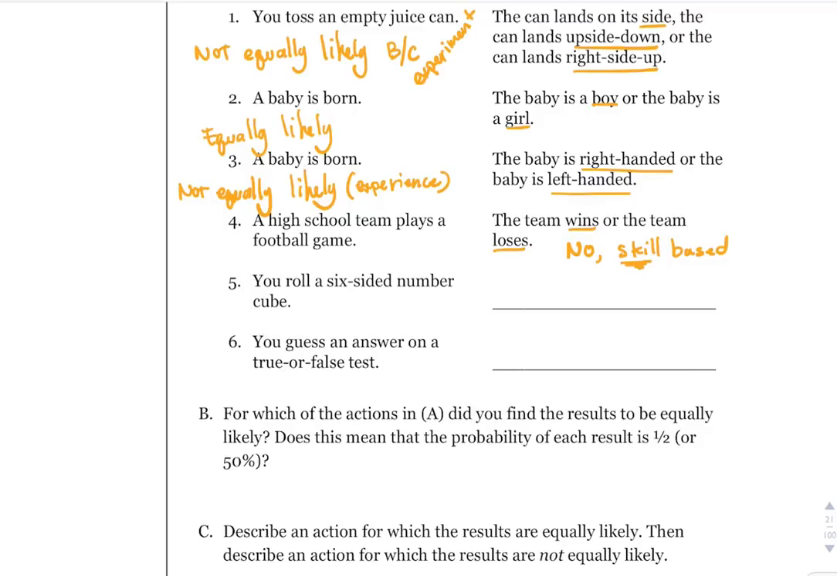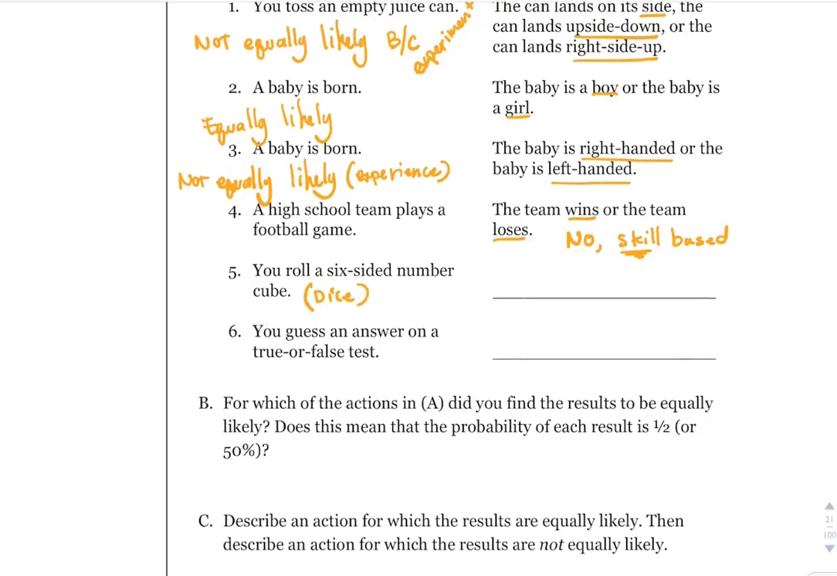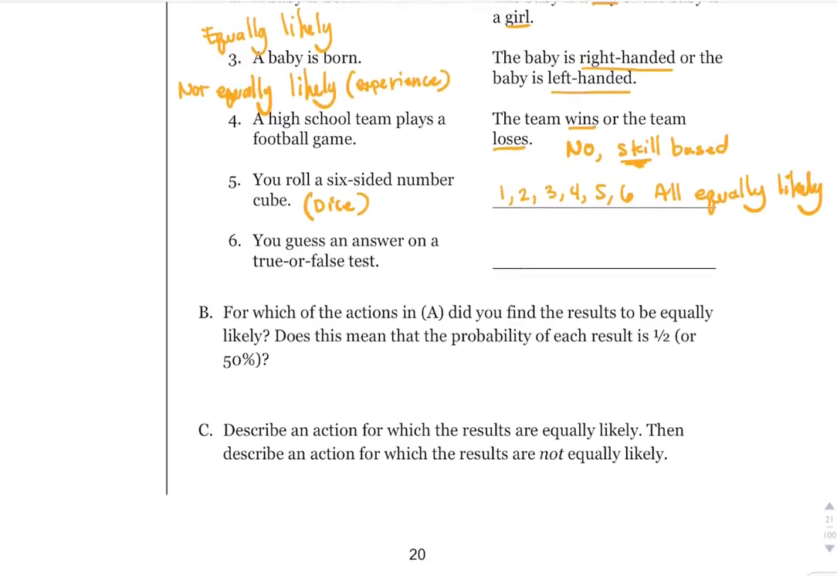Okay. So a six-sided number cube. This is dice. They just don't like using the word because it's got a gambling connotation, but in case you're not sure what they're talking about, that's dice. Yes, our outcomes are going to be 1, 2, 3, 4, 5, or 6, all equally likely. No one number shows up more than the other if the dice is fair.